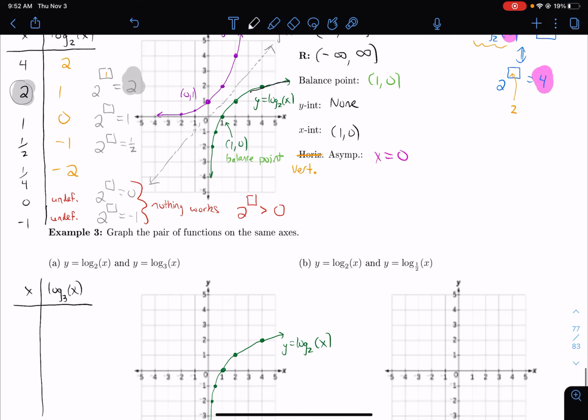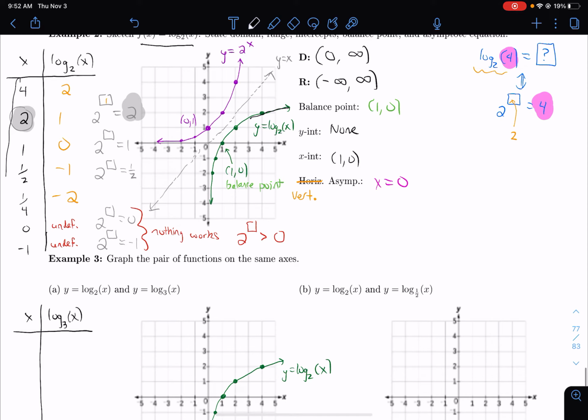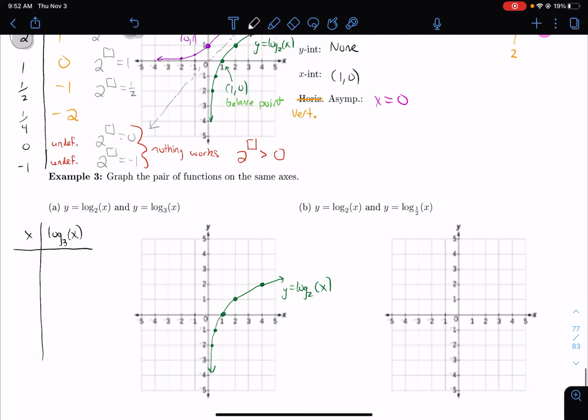So just like with log base 2, I plugged in some perfect powers of 2. For log base 3, it's going to help to plug in some perfect powers of 3. So I'll do just a couple of numbers. I'll do 3, I'll do 1, and I'll do 1/3. Those are all perfect powers of 3.